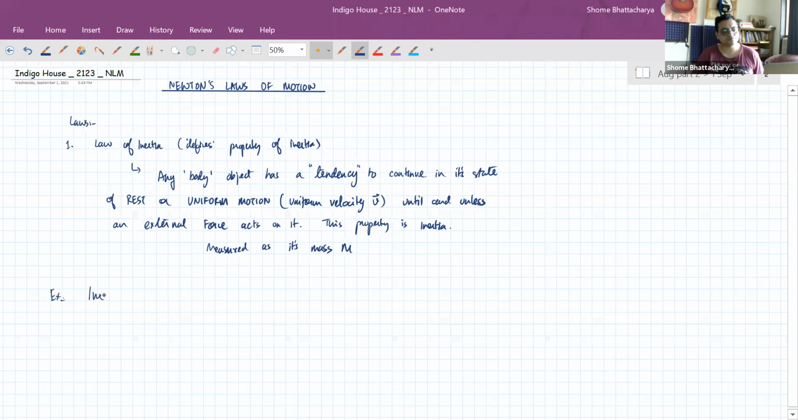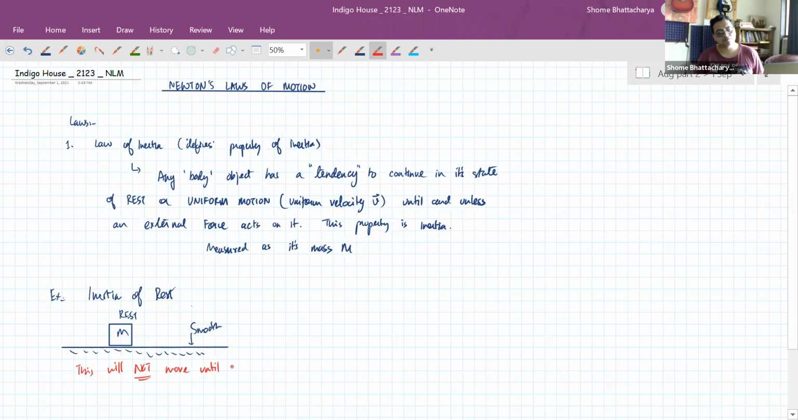Inertia of rest. So if a body is at rest, it will continue to be at rest until and unless some external force acts on it. So let's say we have got a block at rest on a smooth surface. So smooth means there's no friction. So there's no way this is going to move. It will not move until and unless some external force is applied on it.